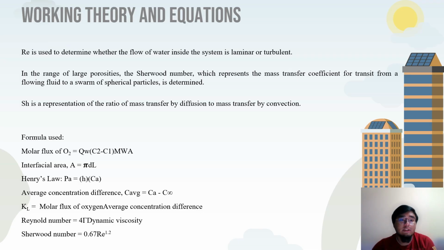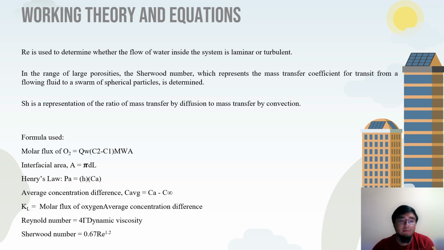We move on to the working theory and equations. Before that, I will explain the Reynolds number. The Reynolds number is used to determine whether the flow of water inside the system is laminar or turbulent. Then I will talk about the Sherwood number. In the range of large porosity, the Sherwood number, which represents the mass transfer coefficient from a flowing fluid to a swarm of spherical particles, is determined.